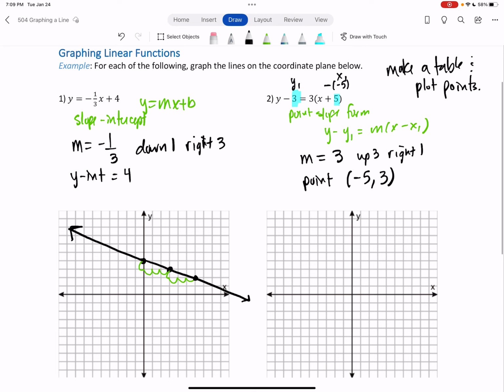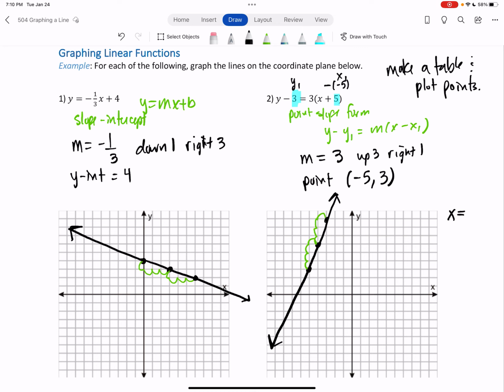Start at that point, negative 5, 3. My slope tells me to move up 3 and over 1, and put a second point there. Do it again: up 3 and over 1. So I get a line that goes through the point negative 5, 3 with a slope of 3, all from the point-slope form. Again, if you wanted to, you could just make a table.